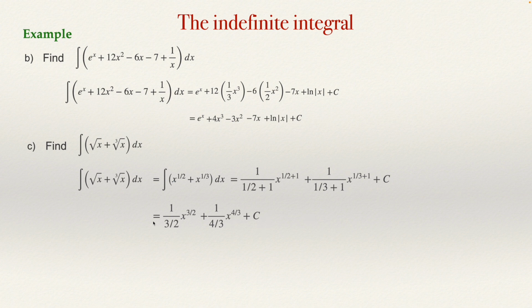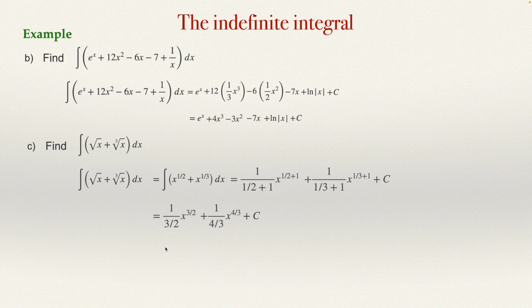You can simplify a little more. This is the reciprocal of 3 over 2. The reciprocal of a number, because it's 1 over a number, is the reciprocal. And the reciprocal of 3 over 2 is 2 over 3. Or you can divide the fractions. You know what to do to divide two fractions. 1 divided by 3 over 2 will be 2 over 3.